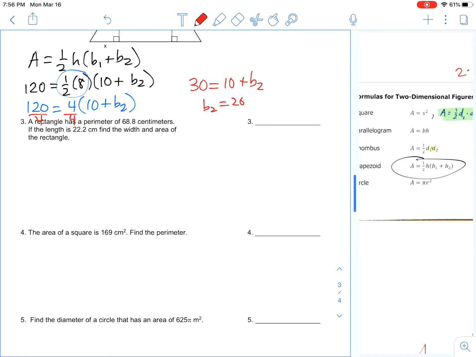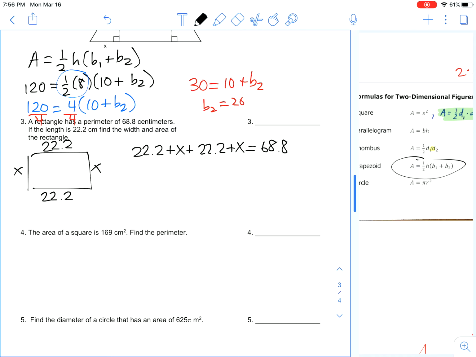Let's go one more. A rectangle has a perimeter of 68.8 centimeters. The length is 22.2. Well, that's really the top and the bottom. If I make both of these x, I could say 22.2 plus x plus another 22.2 plus another x is 68.8, right? Because perimeter is just add up all the sides. That gives me 44.4 plus 2x is 68.8.